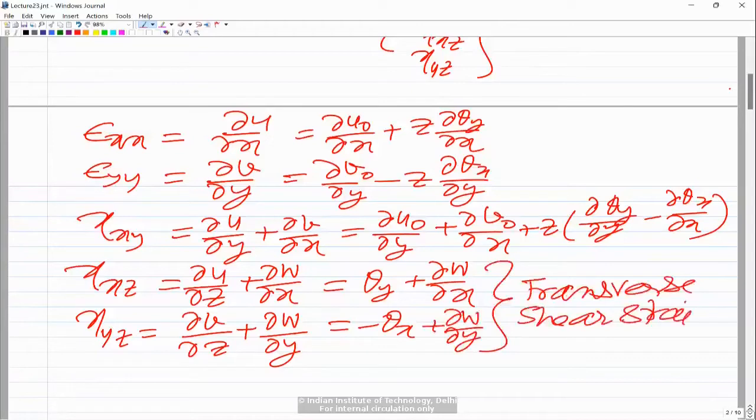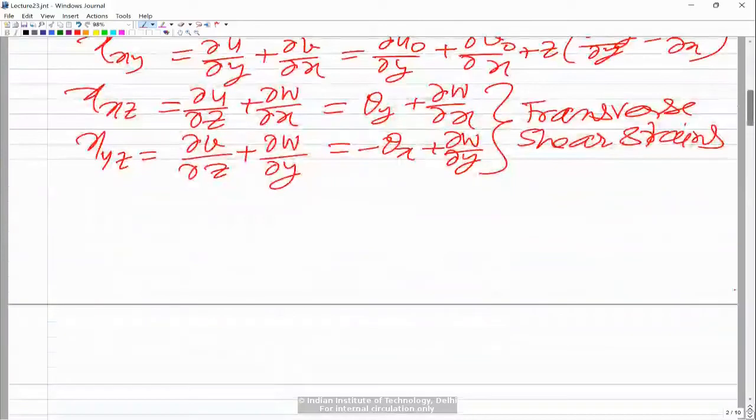For the classical plate theory, we assume that the normal to the middle surface remains straight and normal after deformation. There, gamma xz and gamma yz would be zero, so you would get theta y as minus del w by del x and theta x as del w by del y. Accordingly, the expressions for u and v would be only in terms of u naught, v naught, and w.